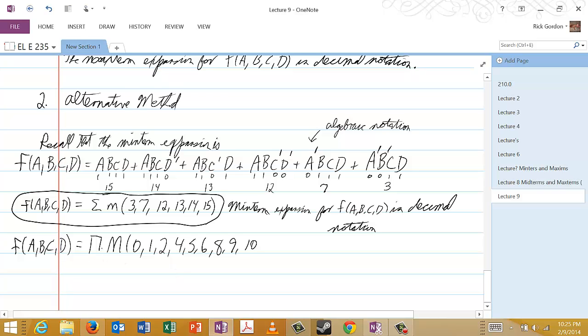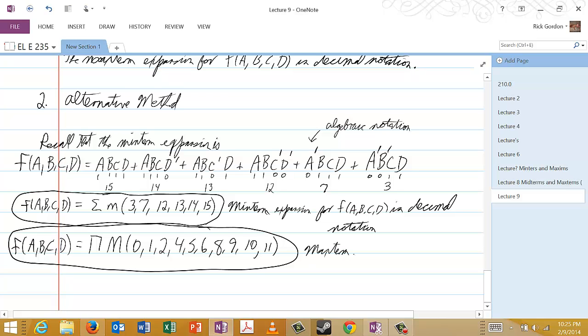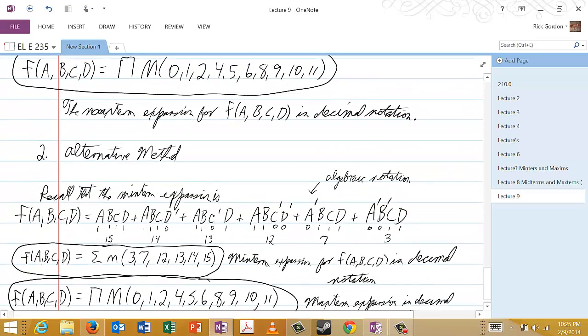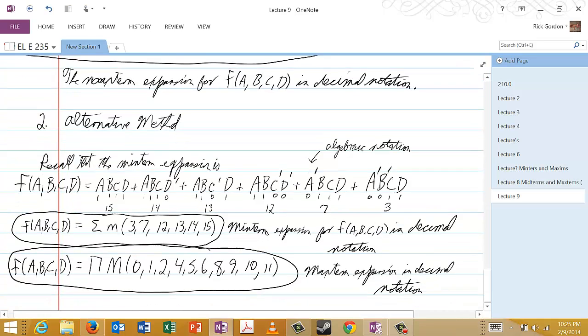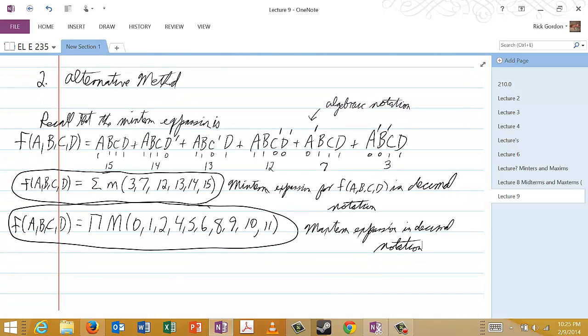Now continuing down here with the maxterm expansion, we have 0, 1, 2, 4, 5, 6, 8, 9, 10, 11, and that is it. That is the maxterm expansion in decimal notation. And if you compare with what we had before, you can see indeed 0, 1, 2, 4, 5, 6, 8, 9, 10, 11. Now, do you see how I got that answer?